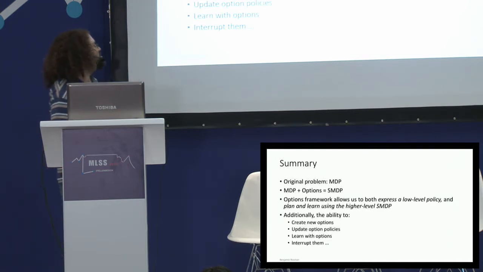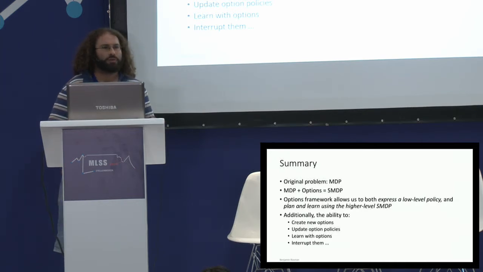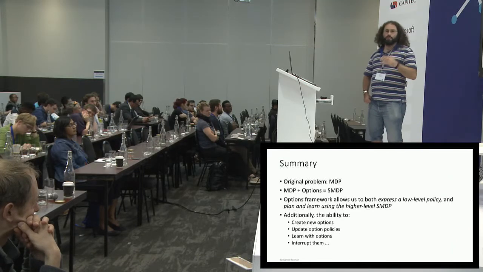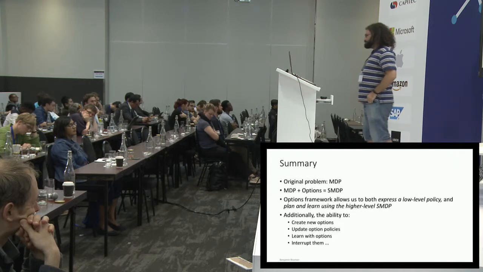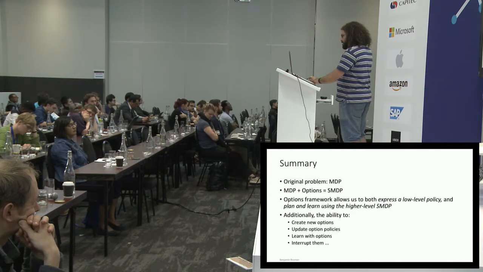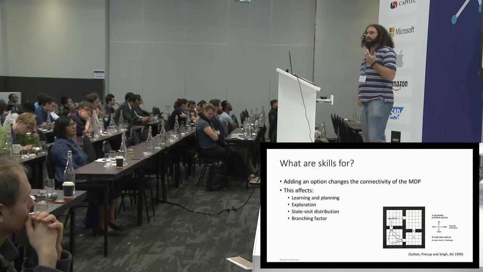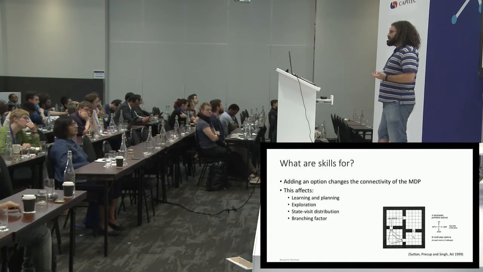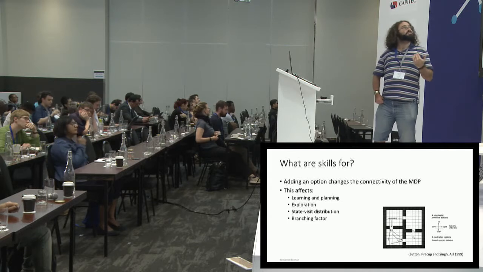Right, and then there's all these other things you can do. You can add new options, you can update them, you can learn with them, and there are mechanisms that allow you to interrupt them as well, right? So you don't have to run them to termination necessarily. With a few small adaptations, you can interrupt your options prematurely. So this gives you a way of thinking about skills. We're not just operating at the level of raw behaviors. We can structure on top of this.